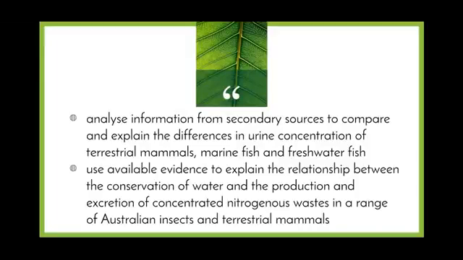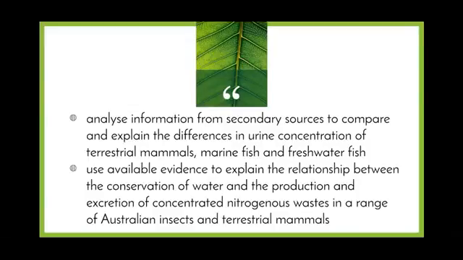This video will be looking at two dot points from the syllabus, the first being: analyse information from secondary sources to compare and explain the differences in urine concentration of terrestrial mammals, marine fish and freshwater fish, and use available evidence to explain the relationship between the conservation of water and the production and excretion of concentrated nitrogenous wastes in a range of Australian insects and terrestrial mammals.